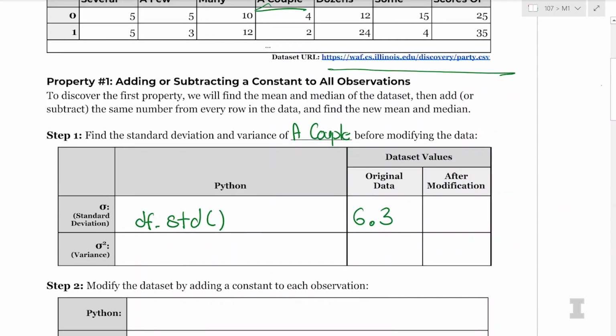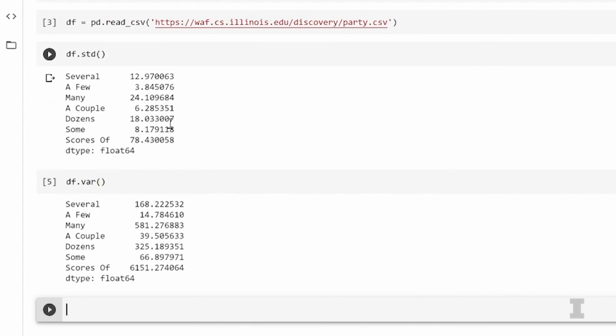And then we're going to look at variance. To find the variance in Python, you can do df.var for variance. And that's going to report the variance for every single variable in our data set. And for a couple, we get 39.5.